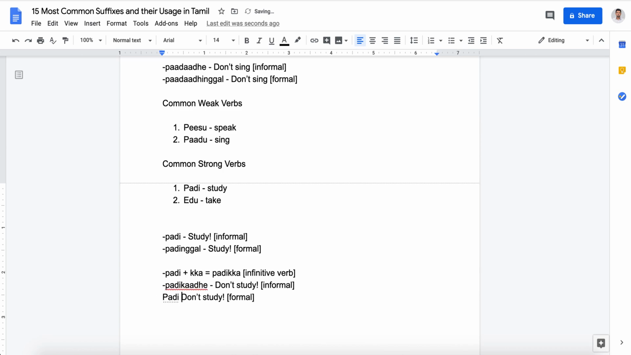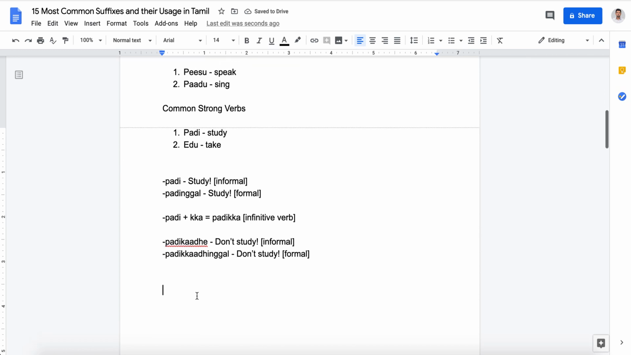Same like this, padi plus Aadhiinggal. Now you can try padi, I mean padika. We cannot add with padi because it needs the infinitive. We have to change padi to padika, then padikaadhiinggal. That's it. So padikade, padikaadhiinggal. Don't study, informally saying. Don't study, formally saying. So padi, padinga, padikade and padikaadhiinggal. Now it's your time to just practice.